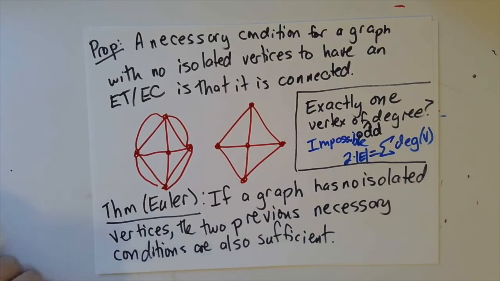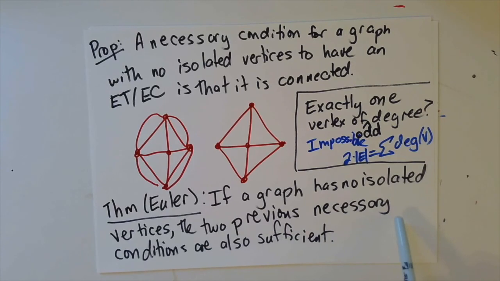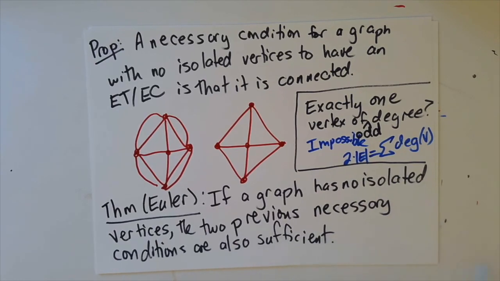Okay, we'll wrap up there for this episode. Again, next episode, we'll go through and prove this theorem. Namely, we'll prove that if you know a graph has either 0 or 2 vertices of odd degree, and it's connected, then there is an Eulerian trail through it.